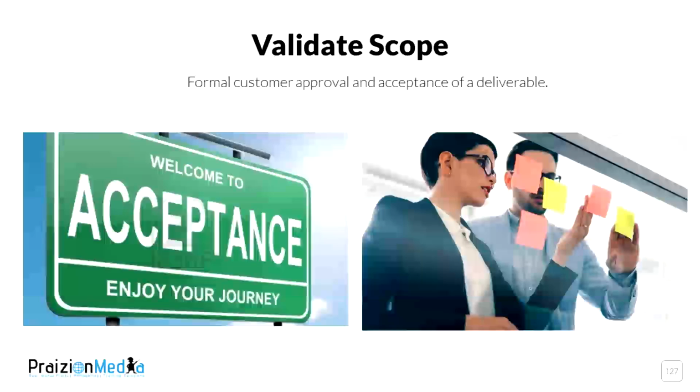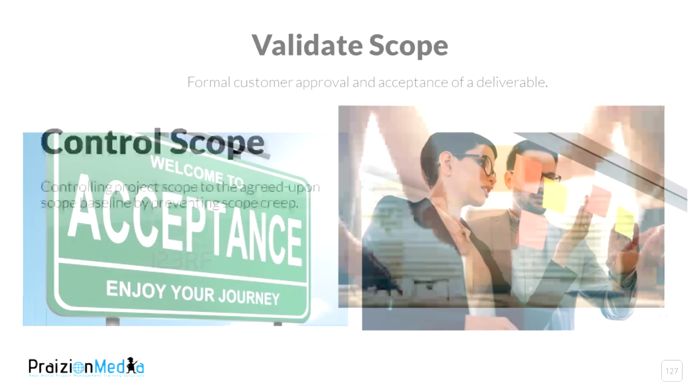Next process here is called validate scope. In validate scope, this is where the customer is checking the deliverable to make sure that it really conforms to what was asked for in the original contract or the original requirements documents. It's called validate scope, exclusively where your stakeholder, most likely your customer, your end user, your sponsor, checks that deliverable to make sure it conforms to requirements.